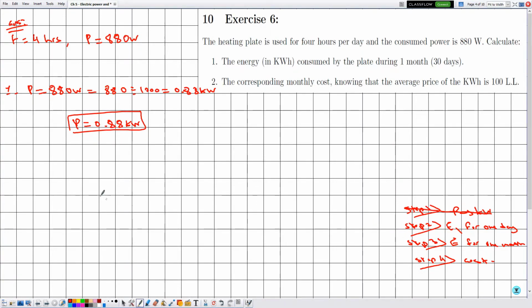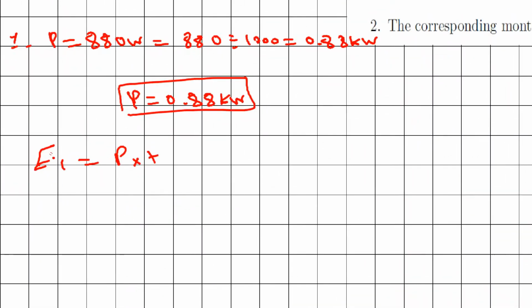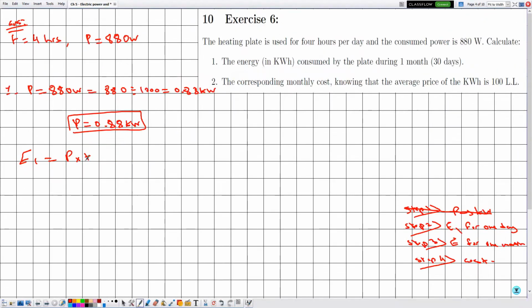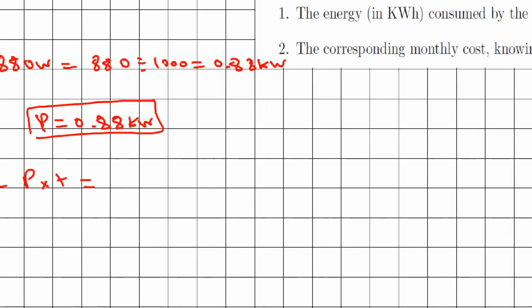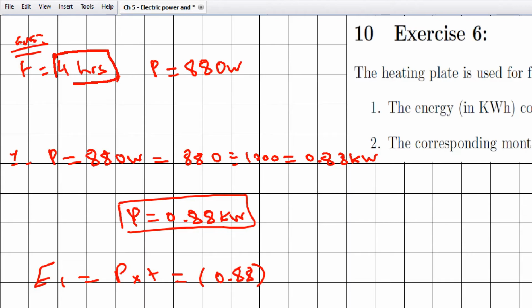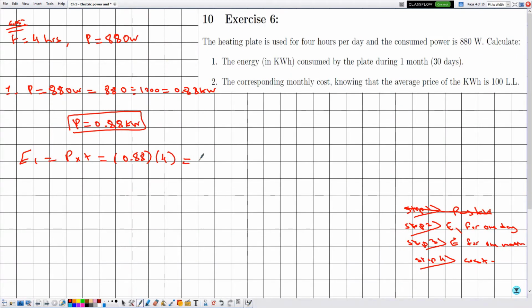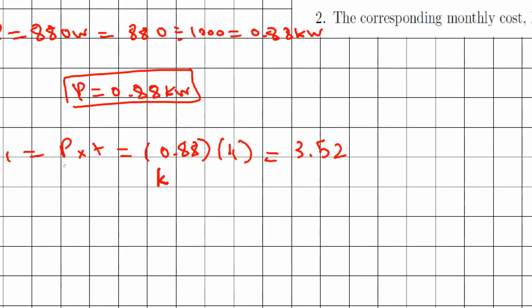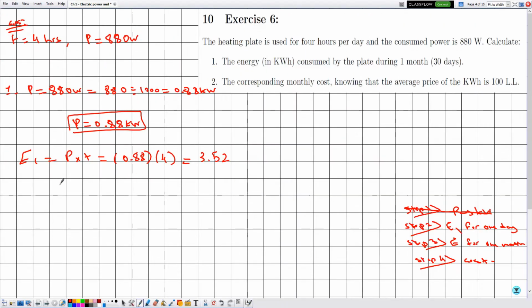We need to determine the electric energy consumed per 1 day, which is given by E is equal to P multiplied by T. Don't forget, we always start by writing the proper formula. No need to construct a triangle. The value of P is 0.88 and the value of T is 4. Plugging this on the calculator, its value is 3.52. Since P is expressed in kilowatts and T in hours, the value of E1 is in kilowatt hour. So this is E1 for 1 day.